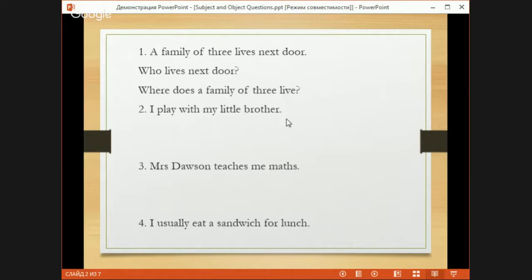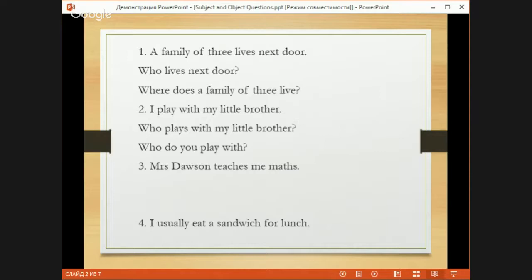Next, I play with my little brother. Subject, I. How to create a question? Just close it and write who. Who plays? Why s? Because it's third person. Who plays with my little brother? My little brother is the object of the question. How to make it? Who do you play with? It's the present simple. That's why we need to use auxiliary verb do before the subject.